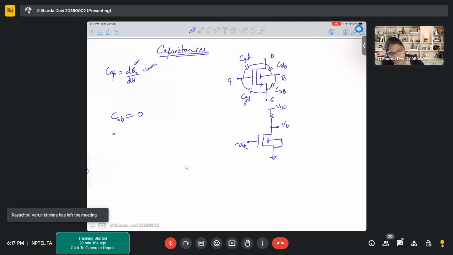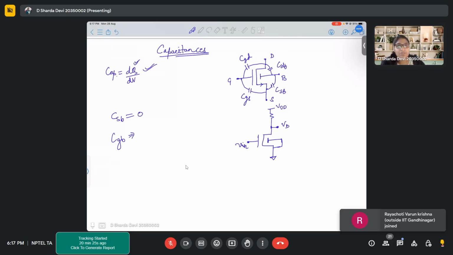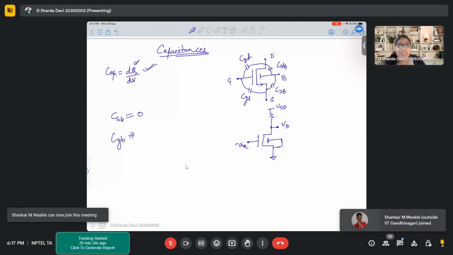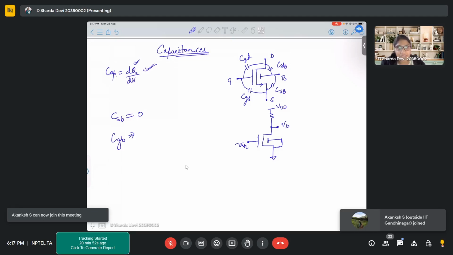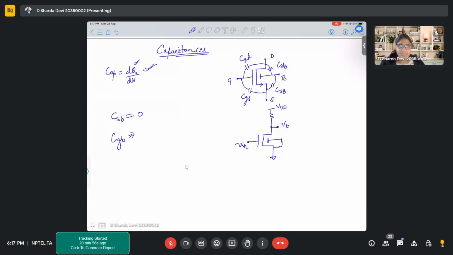I understand where this question comes from. You are saying CGB, right? Because if there is a change in gate potential with respect to body potential, definitely there is a charge difference, so it should lead to capacitance. But that capacitance is already covered in these other capacitances that you are seeing. Those are intrinsic, internal capacitors between your gate and body. We'll discuss another topic just after this, where you will see that capacitor coming into picture. We call it depletion capacitance. But that particular capacitance has already been taken care of in these other terminal capacitances. So we don't consider CGB separately. Is this clear? Yes.